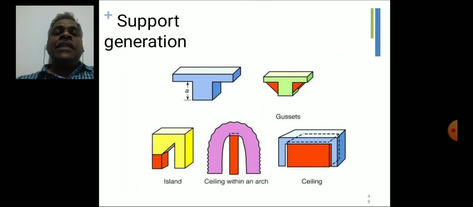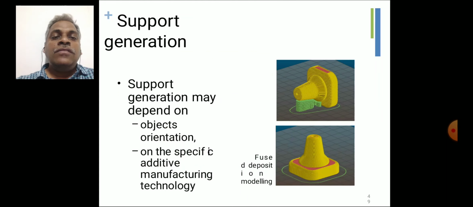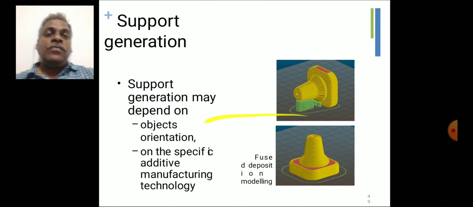Then create the support generation. Support generation may depend on object orientation, as shown in the figure. If the object is vertical, there is no need for a support structure. If the component is in a horizontal position, then we need the support structure, as well as based on the specific additive manufacturing process.